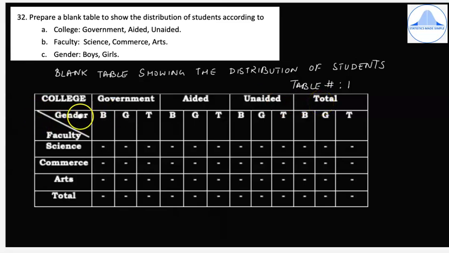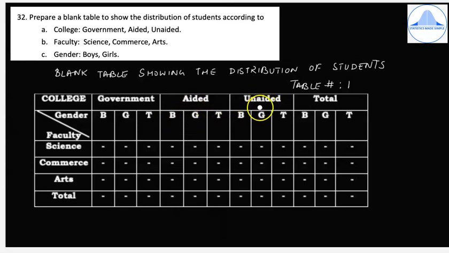Then this entire second row I am dividing into two characteristics, that is gender and faculty. So under gender, for government college you'll have boys, girls and total. I'm using abbreviations which I'll explain later on. Similarly, aided college is divided into boys, girls, total.